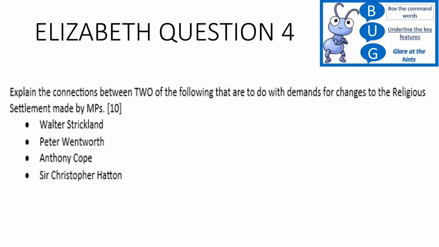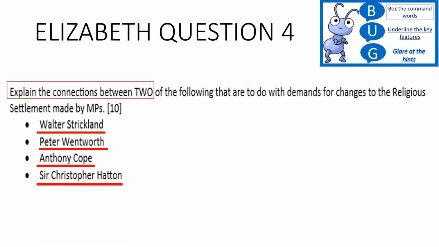Explain the connections between 2 of the following that are to do with demands for changes to the religious settlement made by MPs. That's for 10 marks, and your factors are Walter Strickland, Peter Wentworth, Anthony Cope, and Sir Christopher Hatton. So we're going to box our command word. So explain the connections between 2. The key features are all those 4, but obviously you're only going to choose 2. And then you're going to glance at the marks, which is just the marks for a question 4.